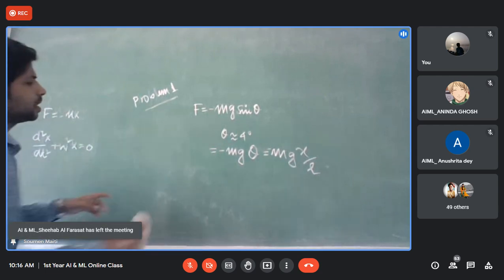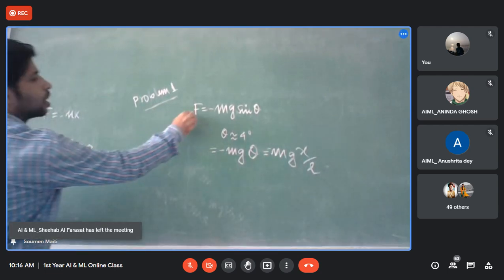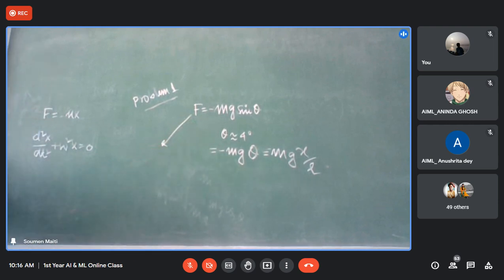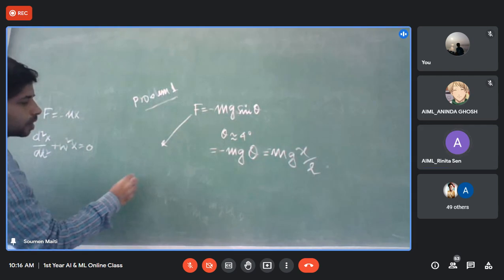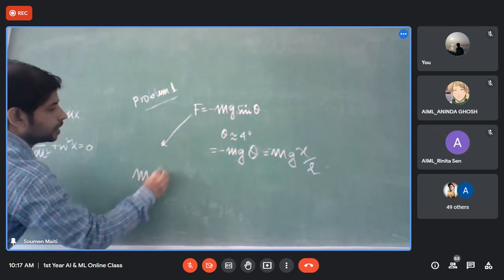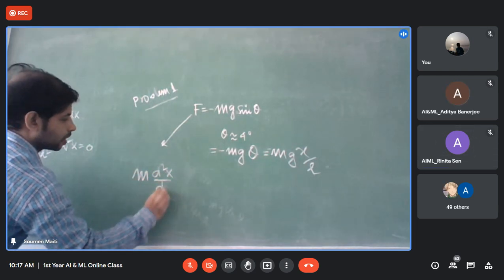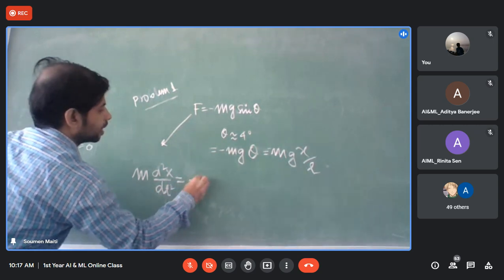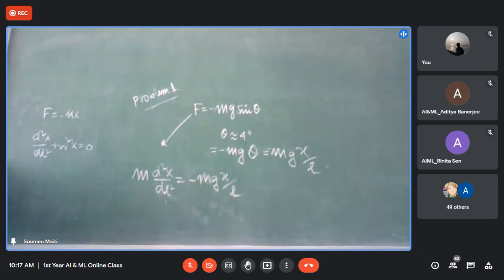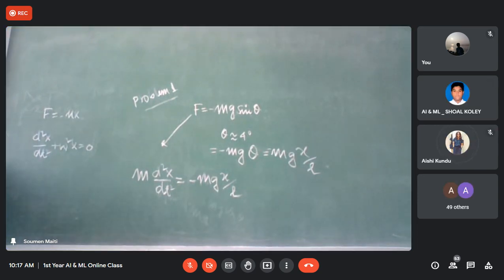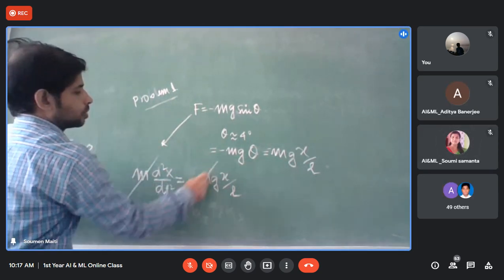So what is the displacement? Displacement is by this. Now what is the value of x then? What is the value of F then? The mass is m. In this case, displacement is x. Can I write this one? m d2x by dt2 is equal to minus of mgx by l. Agree with me? Yes, sir. m cancels out.